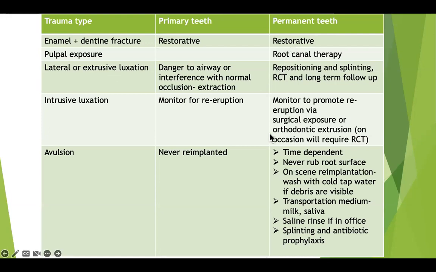Now, lateral or extrusive luxation, they're in primary teeth. If they are very, very mobile, there is a danger to the airway of the patient, or there's an interference with normal occlusion and the patient's going to be in pain, then you have to do the extraction to prevent any of those complications. In permanent teeth, you have to reposition the tooth if you're able to and splint it. And it may or may not need root canal therapy, and obviously long-term follow-up so you can see the prognosis.